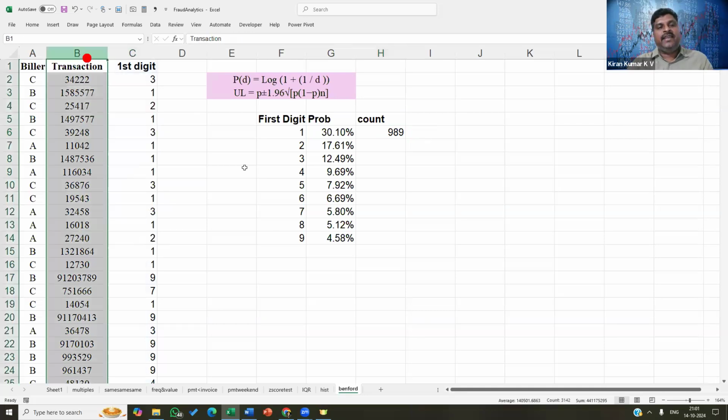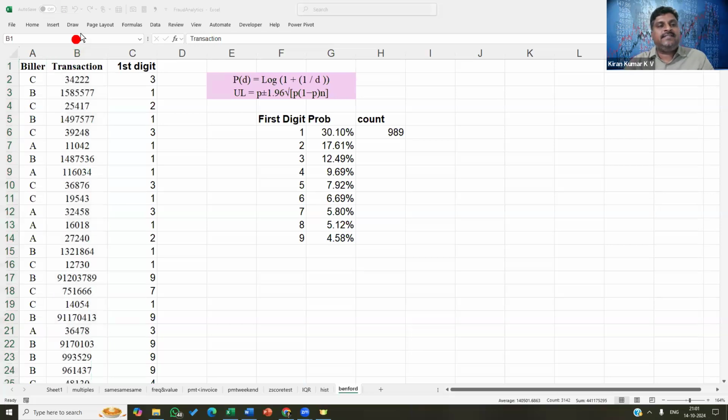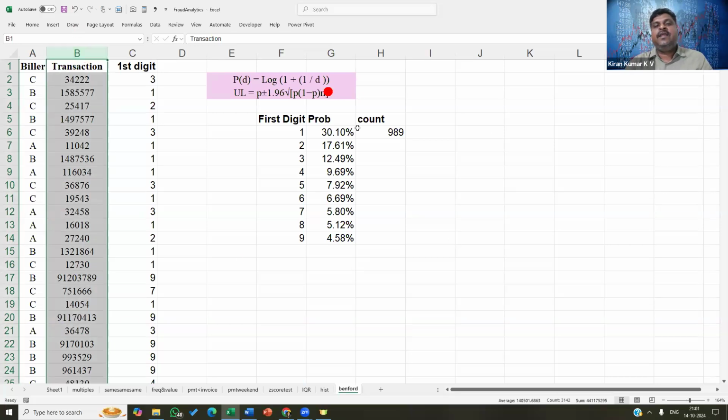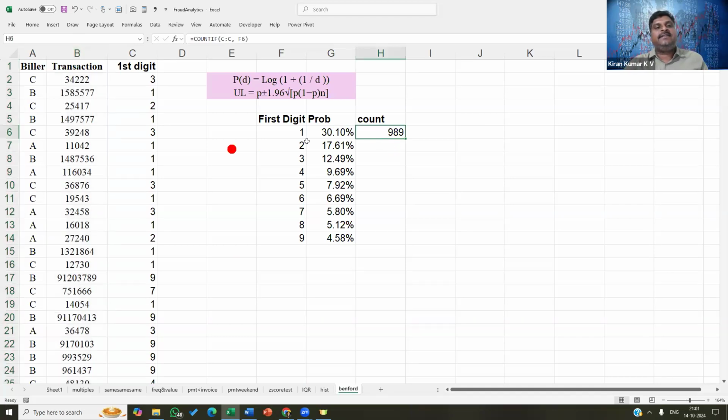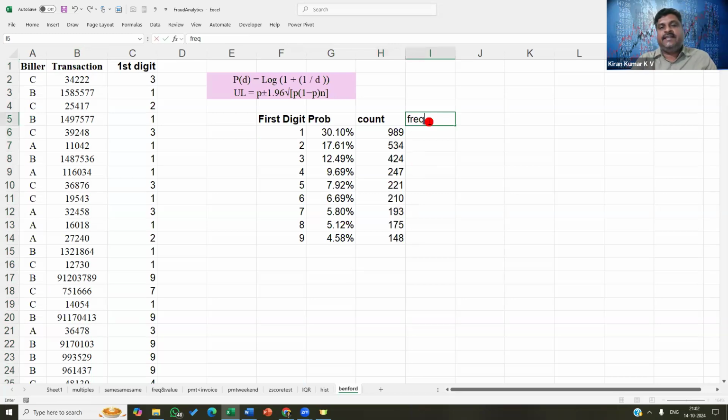That means out of, I have a total of almost 3,142 transactions, 3,000 plus transactions there. Out of that, 989 transactions have their first digit as 1. And maybe I'll copy this. There are 534 transactions which have a value of 2, etc. Now let me calculate the frequency percentage of each of them.